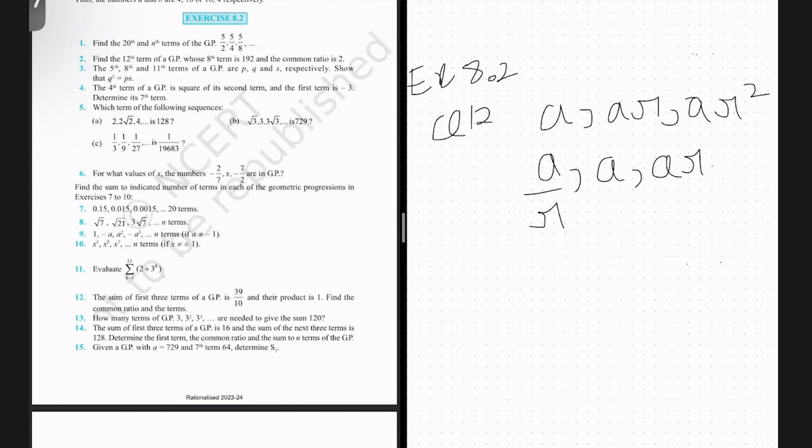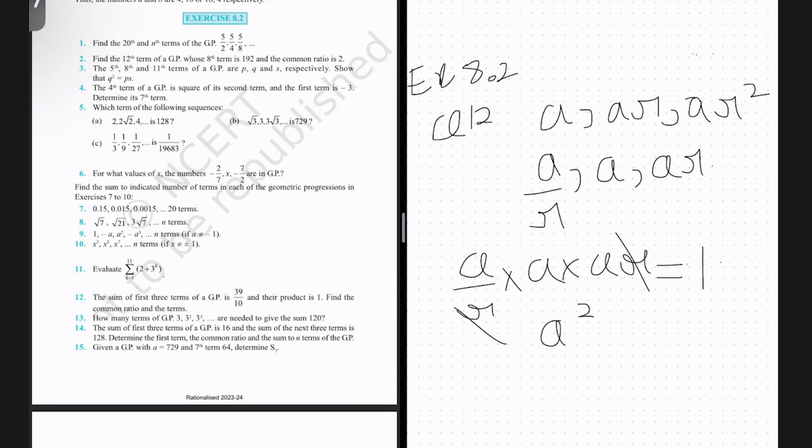So let us multiply these three terms and equate that to 1, right? So I have A by R into A into AR. R and R get cancelled, and on the RHS I have 1. So I have A cube equals 1. When A cube equals 1, I know for a fact that A equals 1, right?